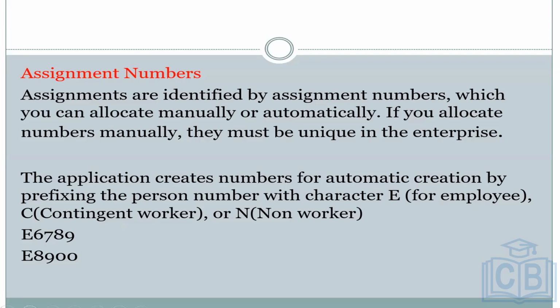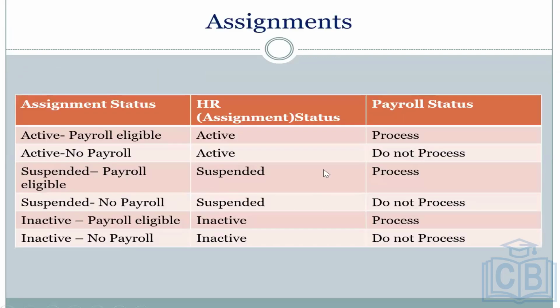So next, assignment status. Now when we go to assignment status, the options are active payroll eligible, active no payroll, suspended payroll eligible, suspended no payroll, and inactive. So let me tell you that one is active payroll on the payroll eligible part, one is inactive, and one is suspended. So when active payroll eligible is what?